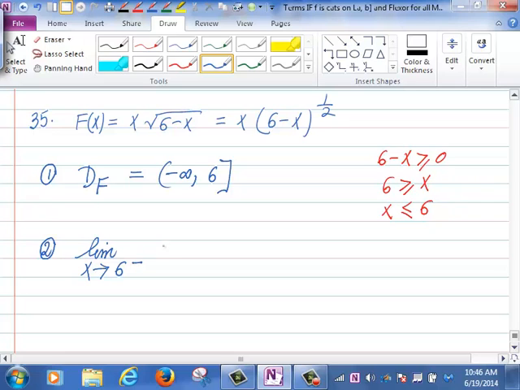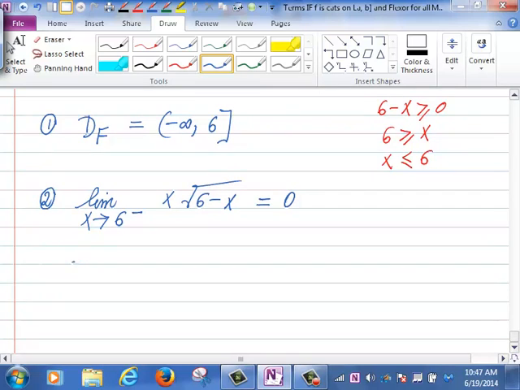Left. Of this function x multiplied by root of 6 minus x. And what is that limit? Zero, right? Shouldn't take that long, okay? You have x there, the limit of x is 6, the limit of root of 6 minus x when x goes to 6 is 0, right? So it is 0. Okay.